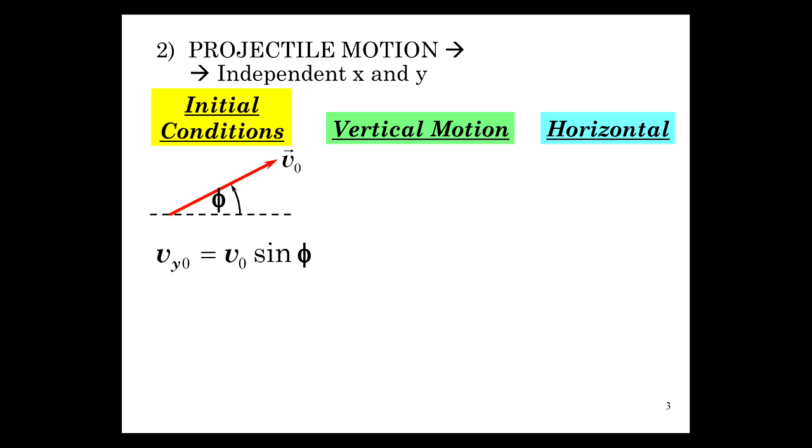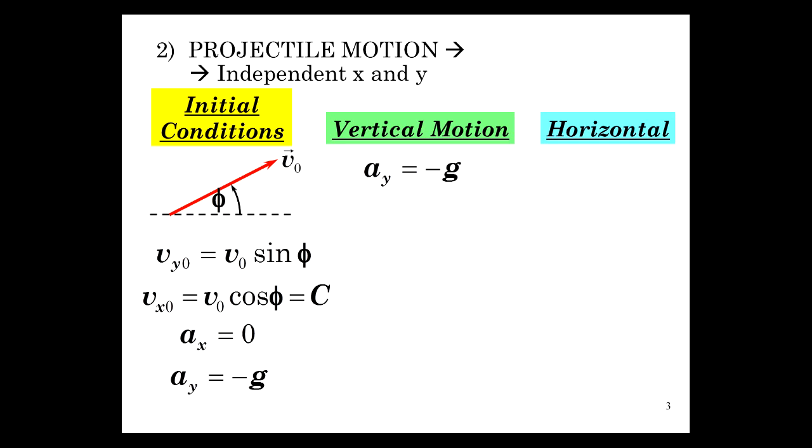The initial vertical velocity is v0 sine of phi. The initial horizontal velocity is v0 cosine of phi. That's constant, and you know why? Because there's no acceleration in the x direction, with the simplifying assumption that air friction is negligible. The acceleration in the x direction is 0. That's what I just said. And the acceleration in the y direction, well, that is negative g. It's the value of the gravitational field of Earth pointed down. Down is negative direction.